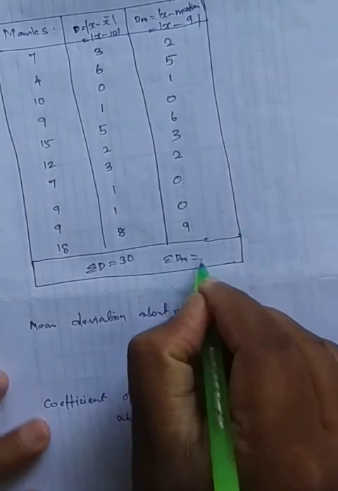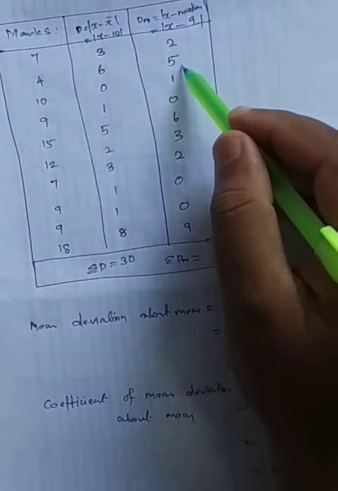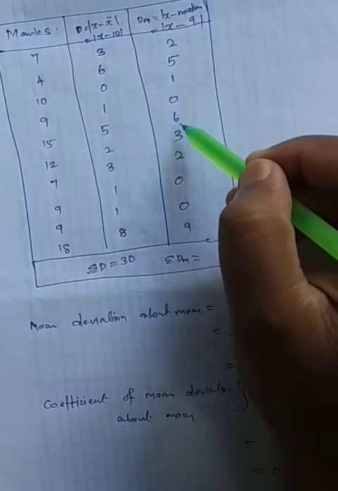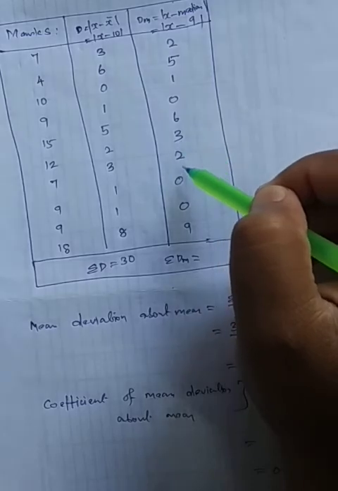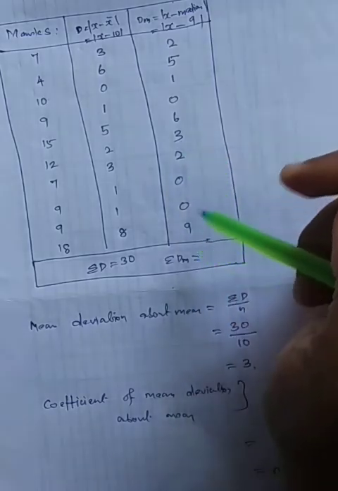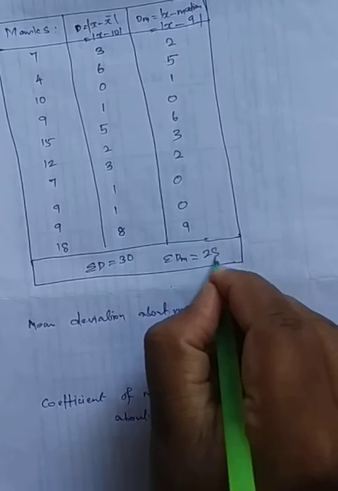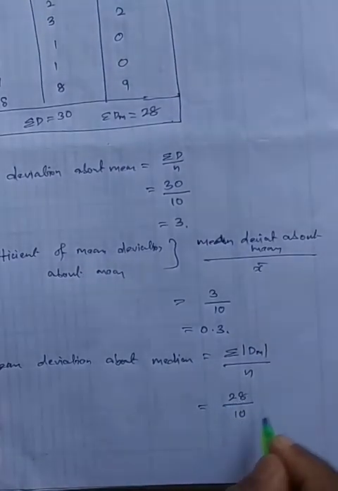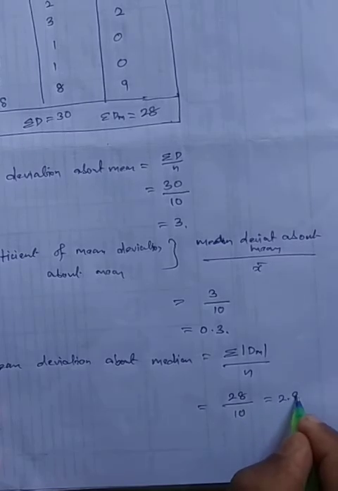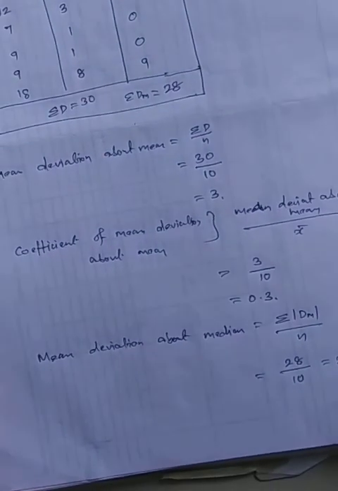So now, after getting this, what we need to do? We need to add sigma dm. You can check here. 2 plus 5 is 7, 7 plus 1 is 8, 8 plus 6 is 14, 14 plus 3 is 17, 17 plus 2 is 19, 19 plus 9 is 28. It's coming 28. Now according to the formula, if you divide by 10, what are you getting? 2.8 will come. This is your mean deviation about median.